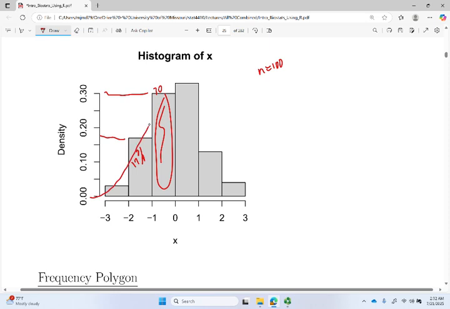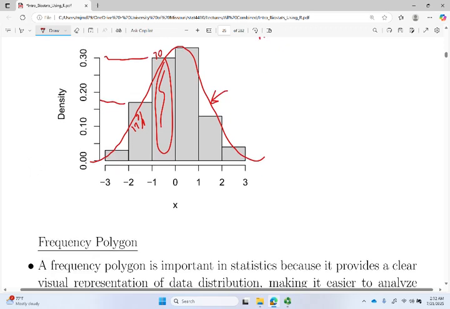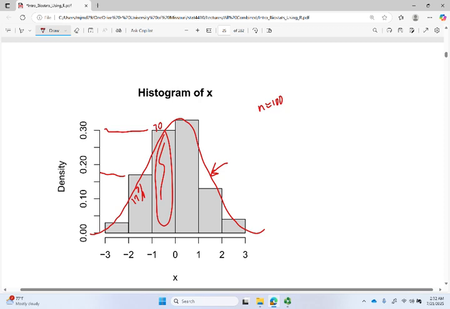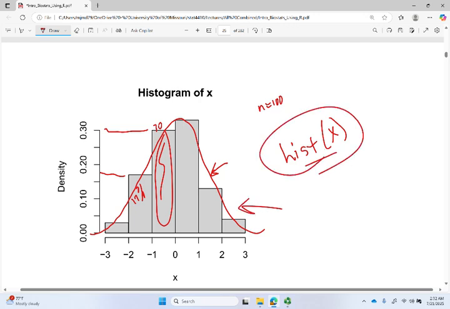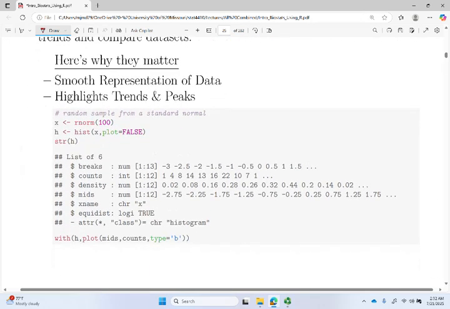Sometimes though, people like a smooth curve over the histogram, or just the smooth curve itself. And that's called a frequency polygon. Now, we're not going to create this from scratch. We're going to make use of the histogram function. So it not only creates a plot, which is here, there's so much information stored in that function that we can store it in a variable and then use this variable later. Okay?